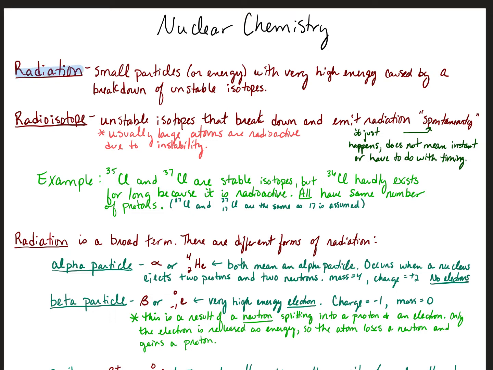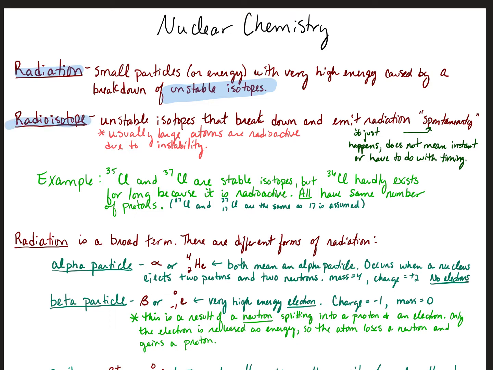The first is that of radiation. These are small particles or just pure energy with very high energy. So, obviously, things that have pure energy are pretty high in energy as well. But these are caused by a breakdown of unstable isotopes. So, that means that we've got elements or chemicals with neutrons in some type of unstable form.